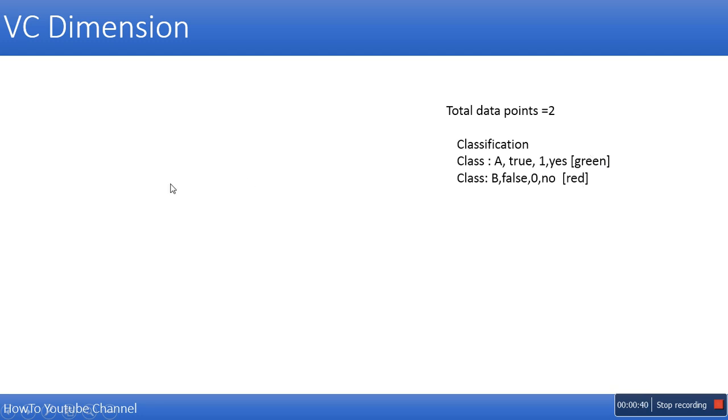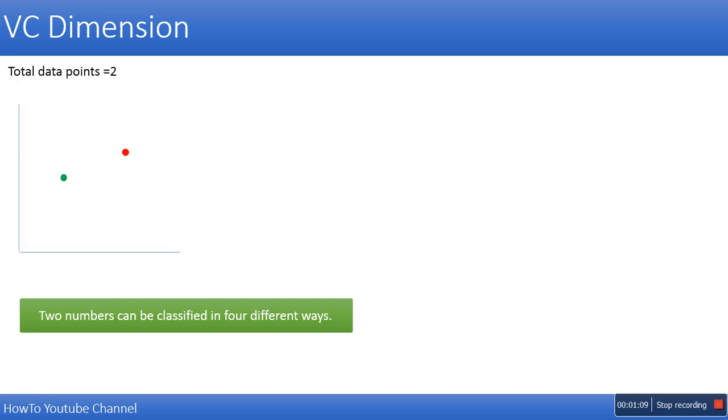So if someone asks you to label those two data points in all possible ways, you can color them one green one red, you can color both of them as green, both of them as red. So what are the total number of possible ways? If we are having these two data points and we have to represent all possible ways in which these two data points can be labeled, there will be total four cases.